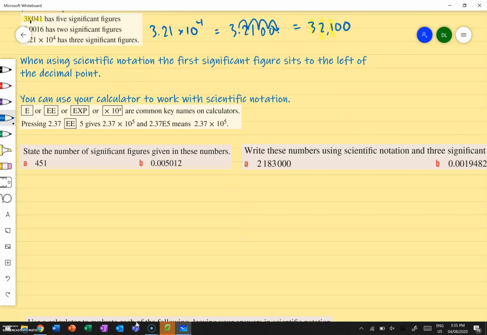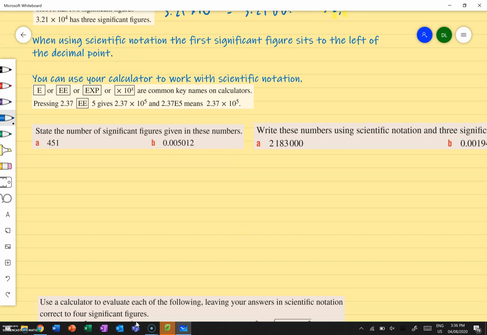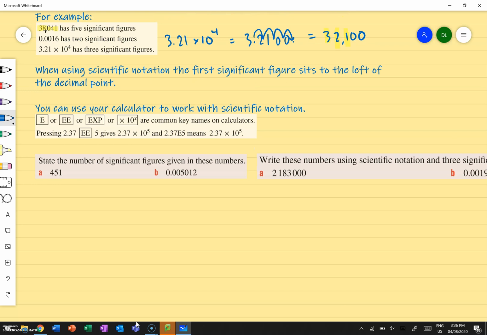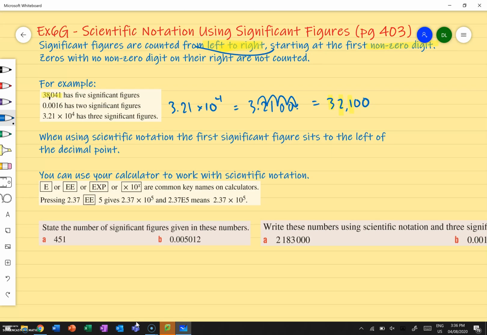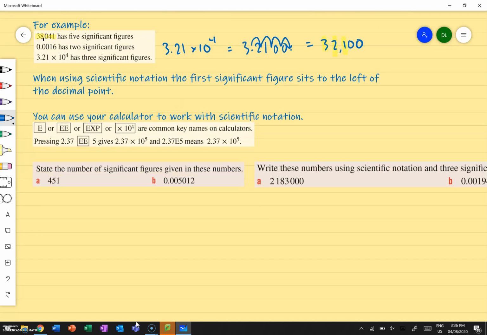Got a couple of examples over here. Let's first state the number of significant figures given in these numbers. Remember, it's left to right, and it's the first non-zero digit. So from left to right, I've got 451, and the 4 is the first non-zero digit. So I'm counting everything after that. That's not a 0, that's very far on the right. So I've got 451, 3 significant figures, and SF stands for significant figures.